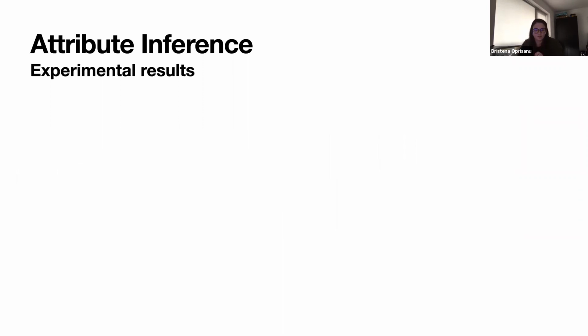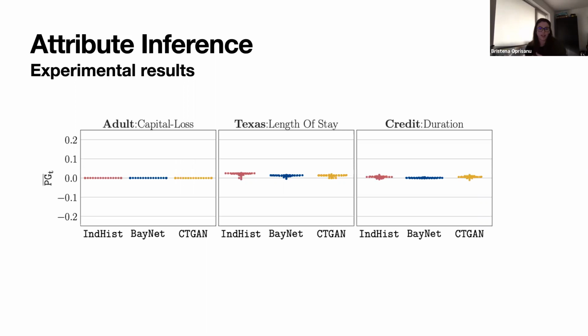So what were our experimental results for this first adversary? First of all, we compared the privacy gain for 50 randomly chosen targets across 25 test runs. We fixed the set of target records, and in every run, we sampled a new training cohort. And these are the results that we obtained.